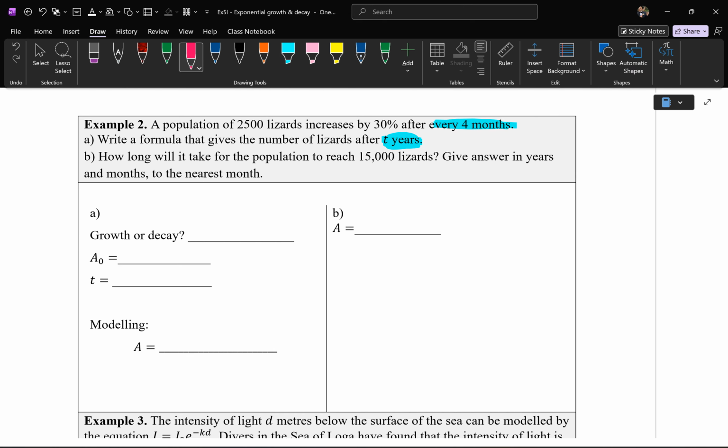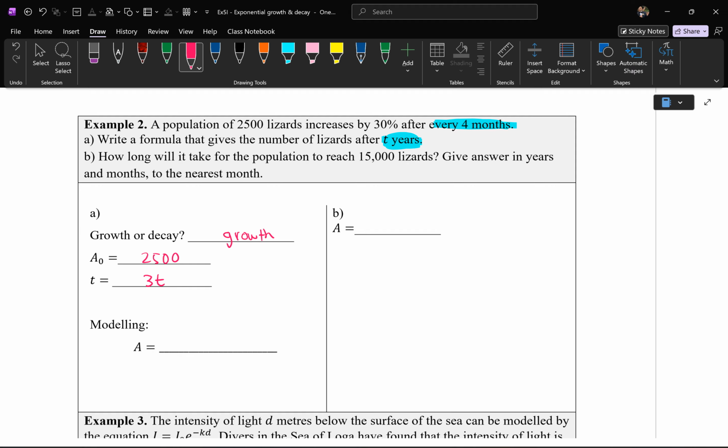So what type of growth or decay? This is clearly a growth scenario because it's increasing by 30%. How much are you starting off with? Well, it says 2,500. So you start off with 2,500 lizards. Now here's the only part you got to think about. T years. If it was 1 year, then how many times did it increase itself? It would have been 3 times. So that means whatever t is, you're going to times it by 3. So here you should write 3t.